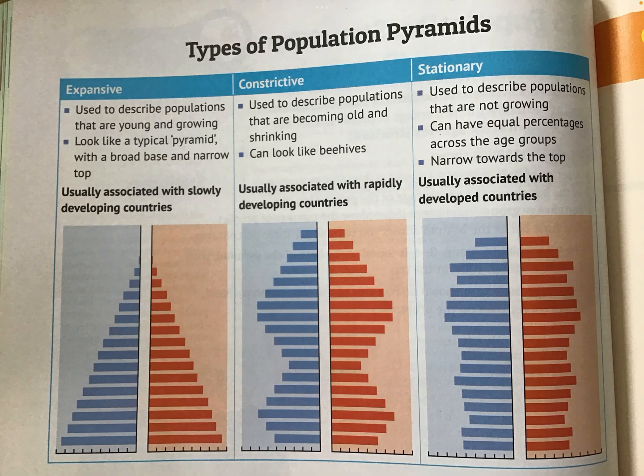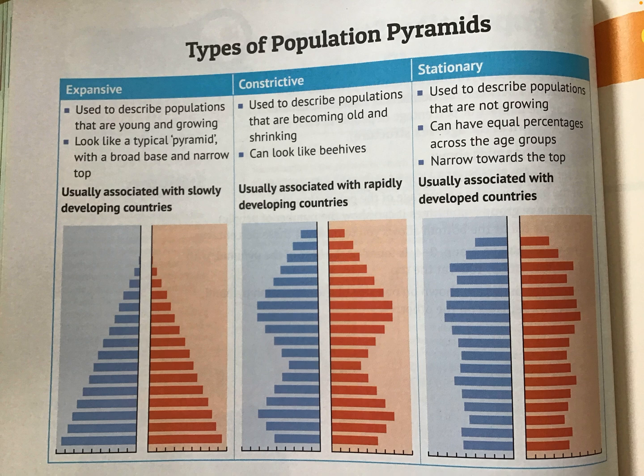Okay, so there are 3 different types of population pyramids. Really, I suppose, focus on the first and the third one. An expansive population pyramid is where it's wide at the bottom. That describes populations that are young and growing. It's a typical pyramid shape, with a broad base, so the bottom of it is very broad and very wide, and it's very narrow at the top. Typically that would be a slowly developing country.